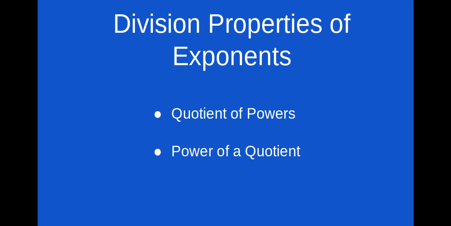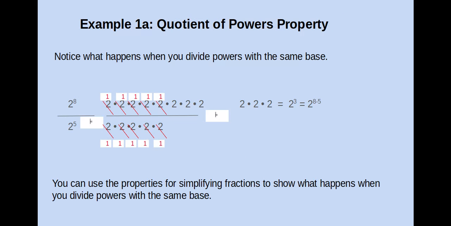So for the division properties of exponents, there are two major topics, which are quotient of powers and power of a quotient. Now, for example 1a, I am going to be talking about the quotient of powers property. Notice what happens when you divide powers with the same base. Right here, I have 2 to the 8th power divided by 2 to the 5th power.